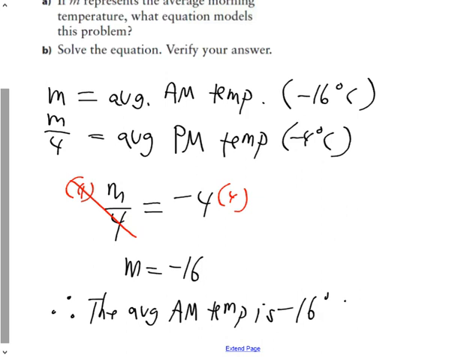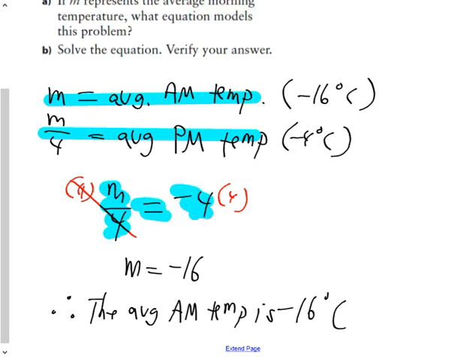is -16 degrees Celsius. So to recap, step 1 is always define your variable or variables, depending if you make two different expressions. Step 2 is write an equation. Step 3 is solve the equation using opposite operation. And step 4 is to write a sentence saying what your answer says.